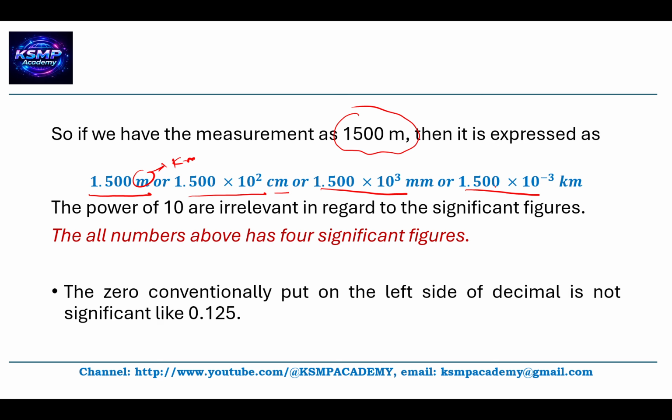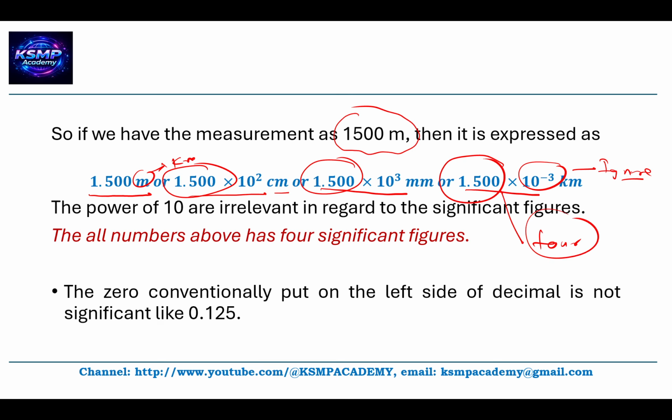Now in this system we have to look only at this value. We have to forget the powers of 10, as they have no bearing on the significant figures, so we ignore them. If you look at all the expressions here, it is 1.500 in each. So in all of these we have 4 significant figures.